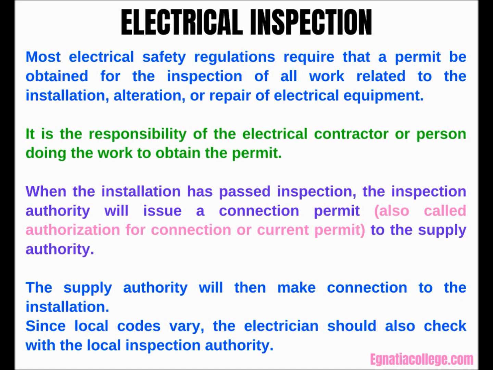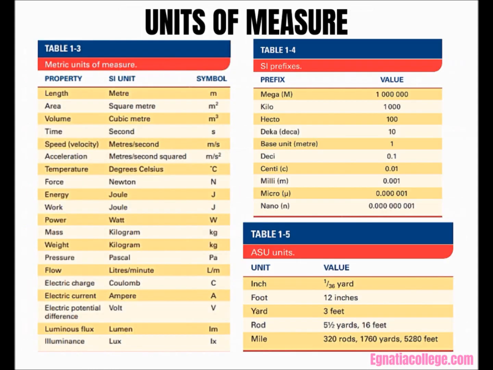When the installation has passed inspection, the inspection authority will issue a connection permit, also called authorization for connection or current permit, to the supply authority. The supply authority will then make connection to the installation. Since local codes vary, the electrician should also check with the local inspection authority.